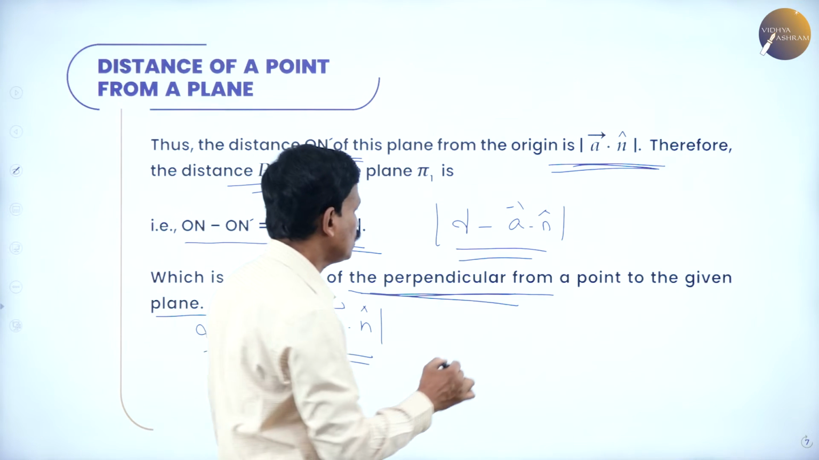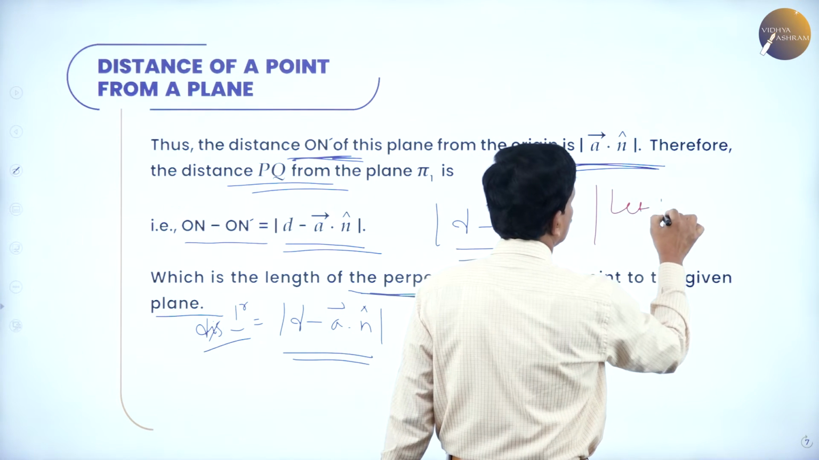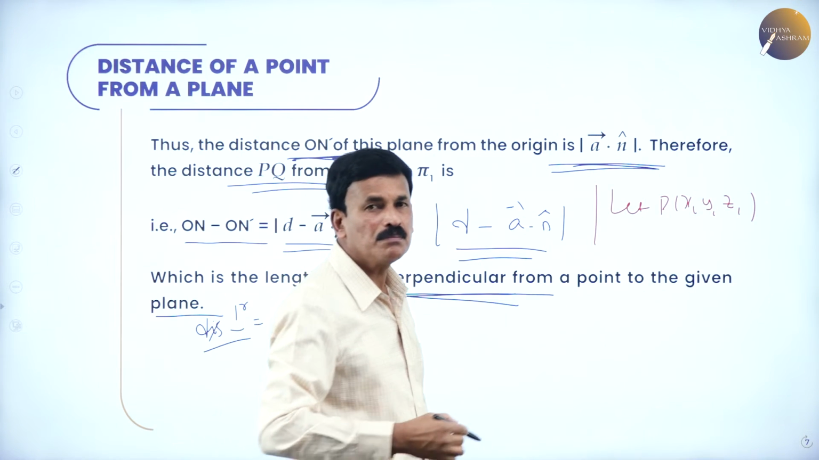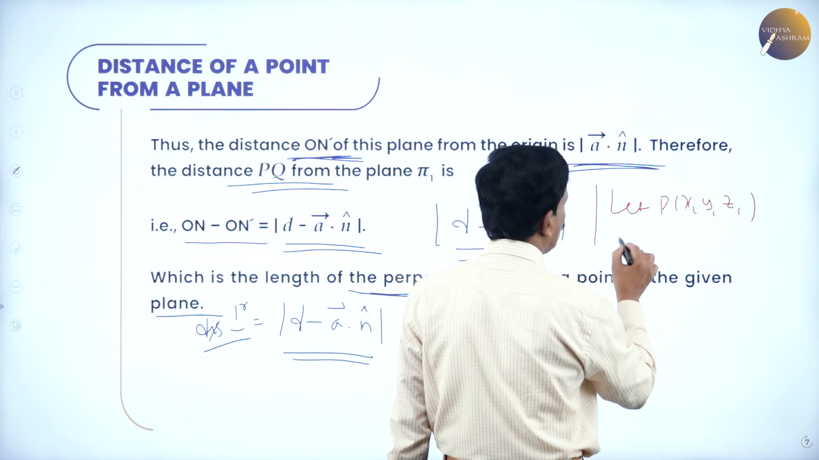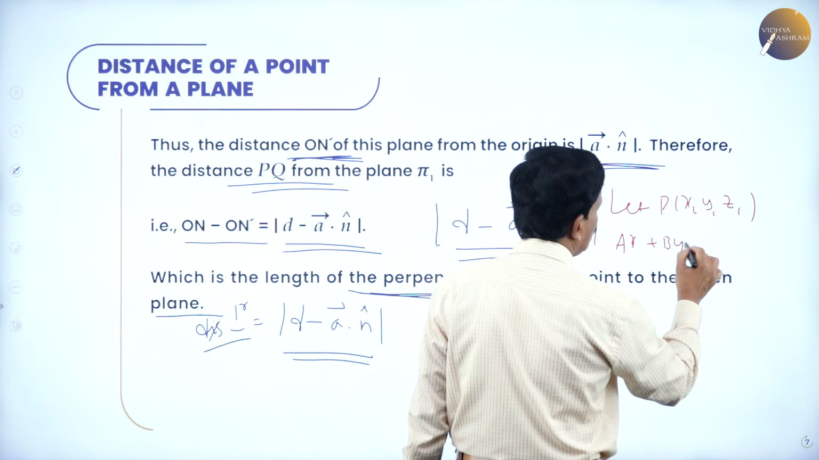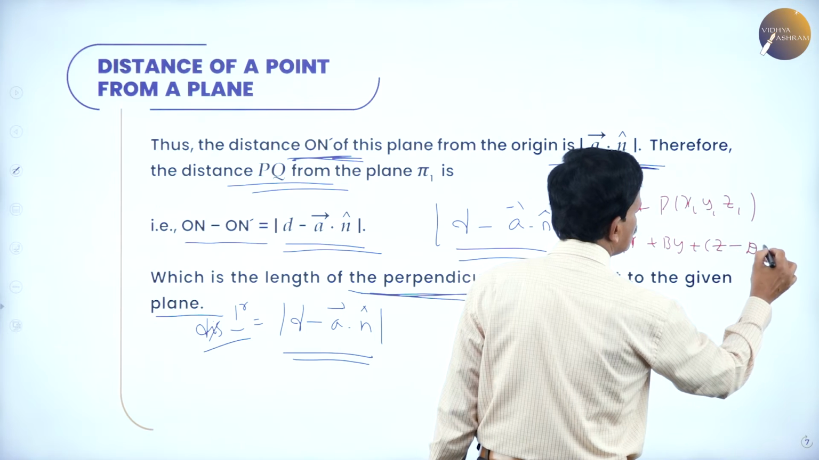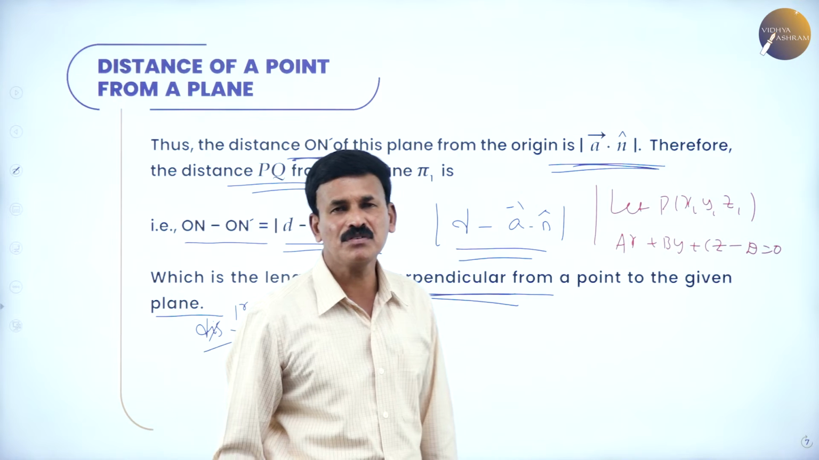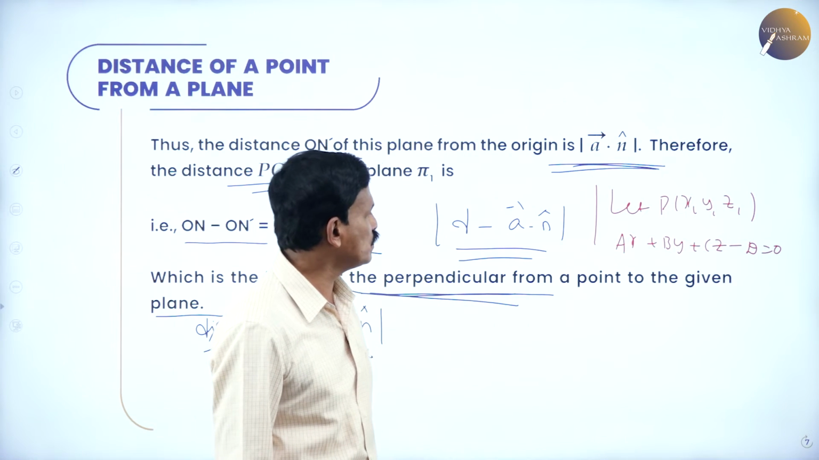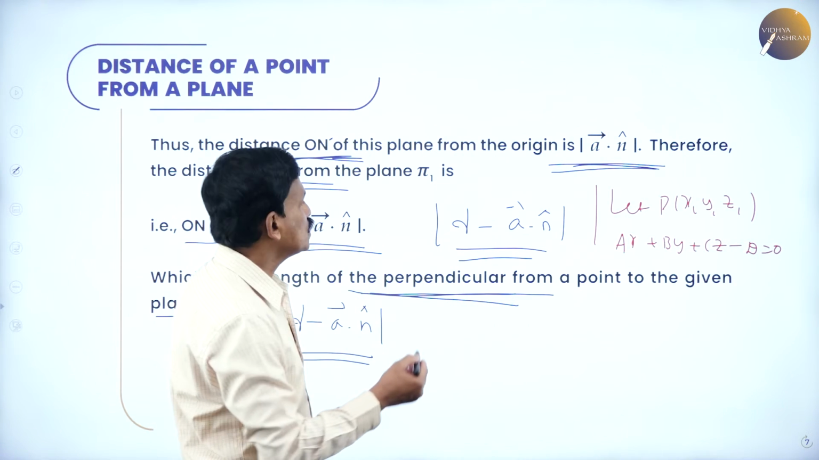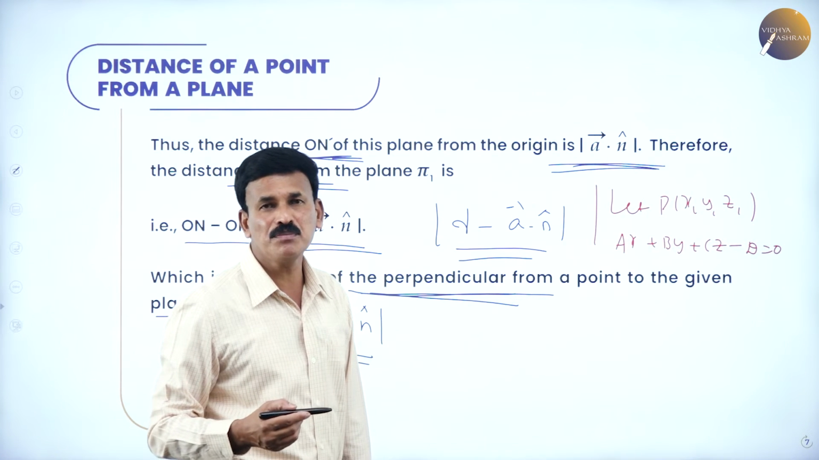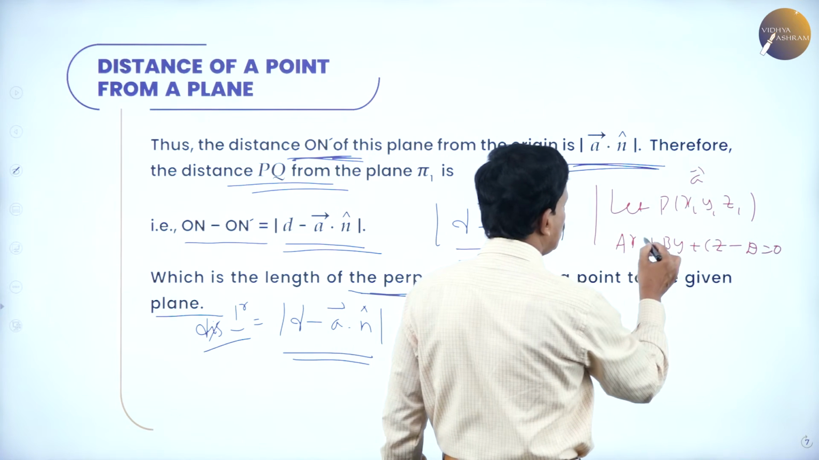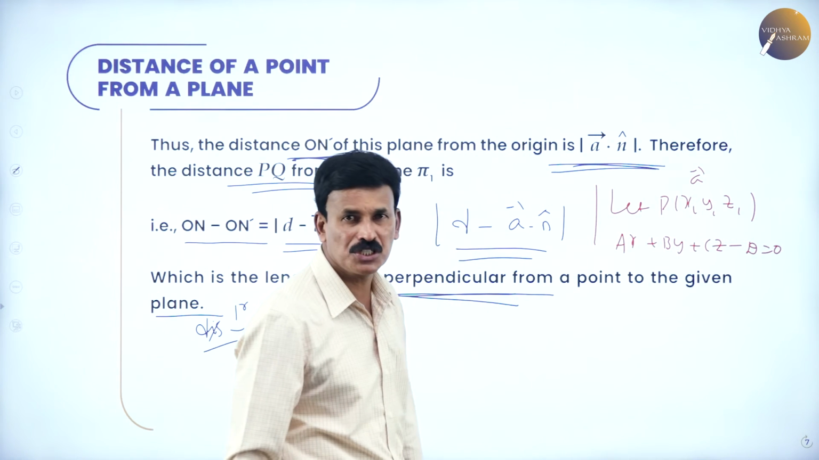Now for the Cartesian form, let P(x1, y1, z1) be any point on the plane ax plus by plus cz minus d is equal to 0, the standard equation of the plane. So let P(x1, y1, z1) be any point on the plane whose position vector is vector A, on the plane ax plus by plus cz minus d is equal to 0.